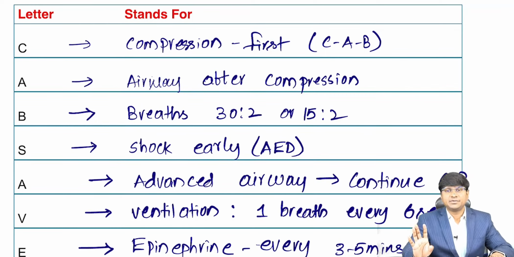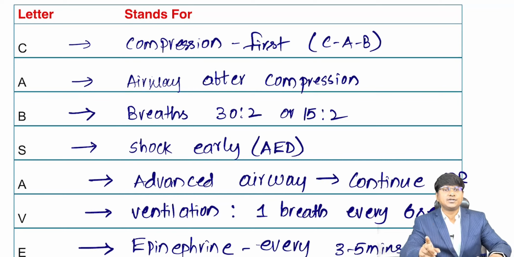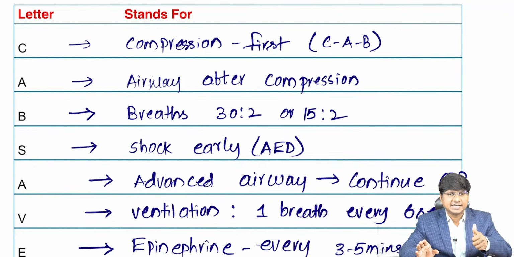And if you take the rescue breaths for apnea but with pulse, it is one breath every 5 to 6 seconds in adults, whereas it is one breath every 3 to 5 seconds in children or infants. And if you take the advanced airway like ETT as well as the LMA, you need to provide continuous compressions. Along with that, one breath every 6 seconds, that is 10 breaths per minute.